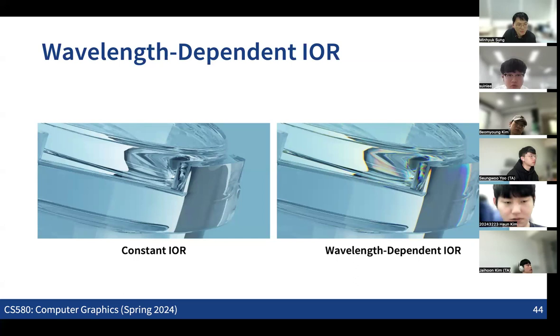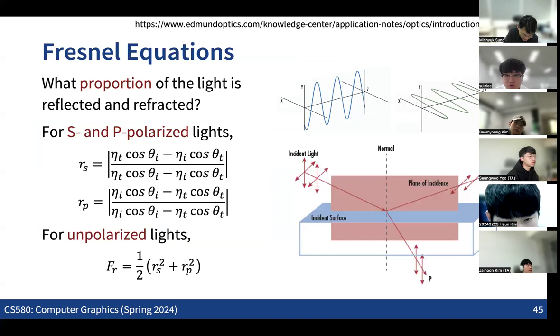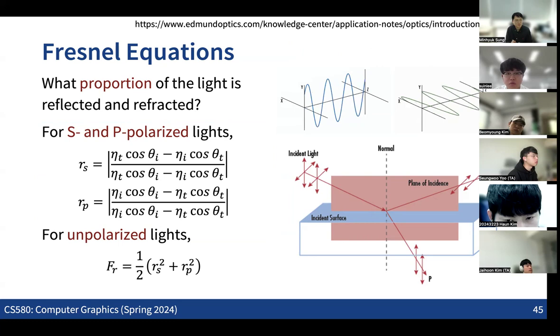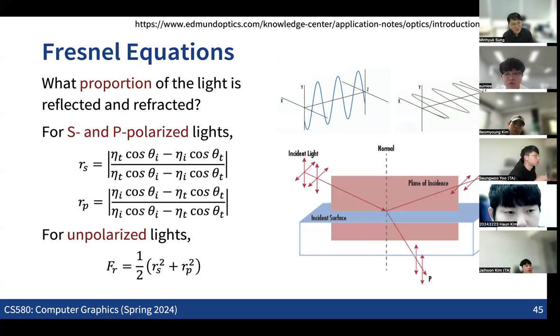And here the question would be: when you have light coming into a boundary of two media, how can we determine the proportion of the light that will be refracted and also reflected? So this is about how much of the light will be refracted and reflected. There is a lot of theory in optics about how we determine this proportion.